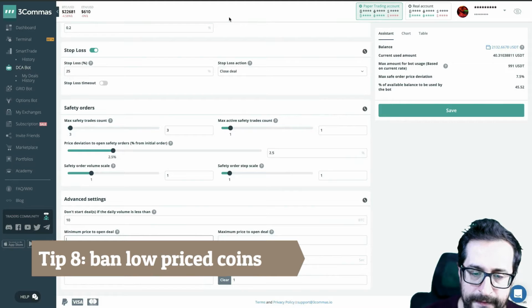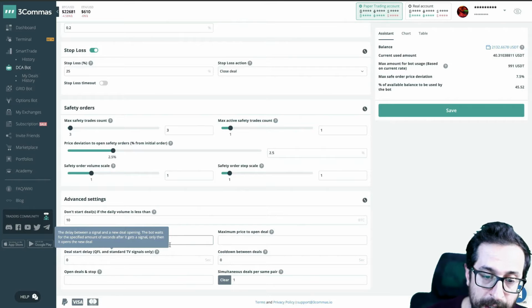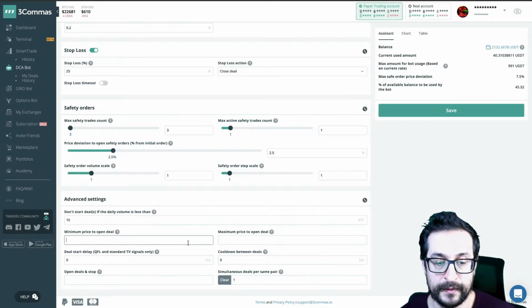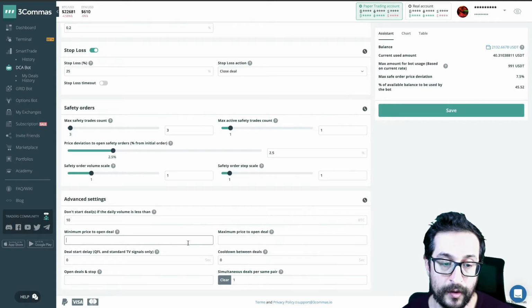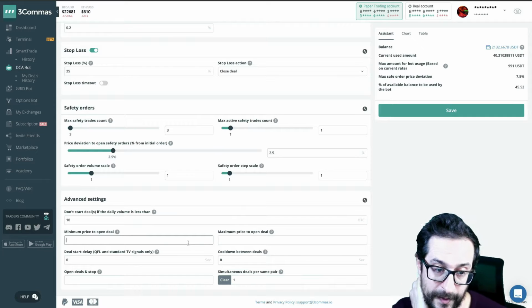Tip number 8. Some people have had very bad experiences with cheap coins, so coins that are extremely cheap. The reason for that is that the cheaper a coin is, the more crazy things can happen to that coin. Of course, they can go 2,000% up or 2,000% down in a couple of minutes, and that can turn into something really great or something really bad.